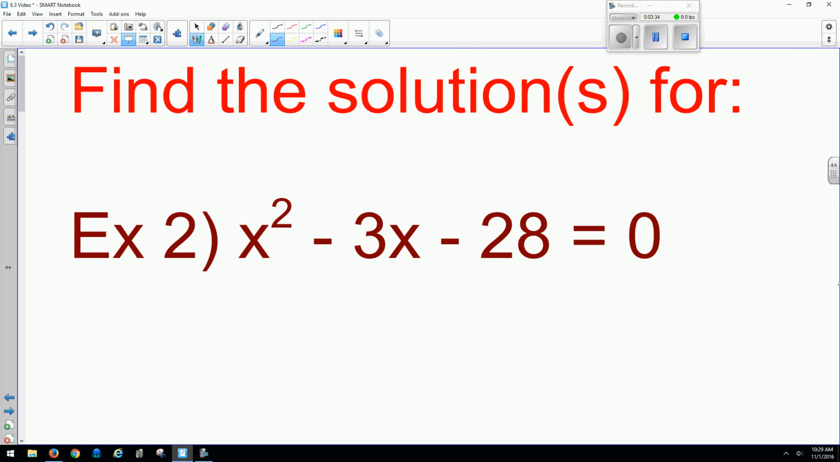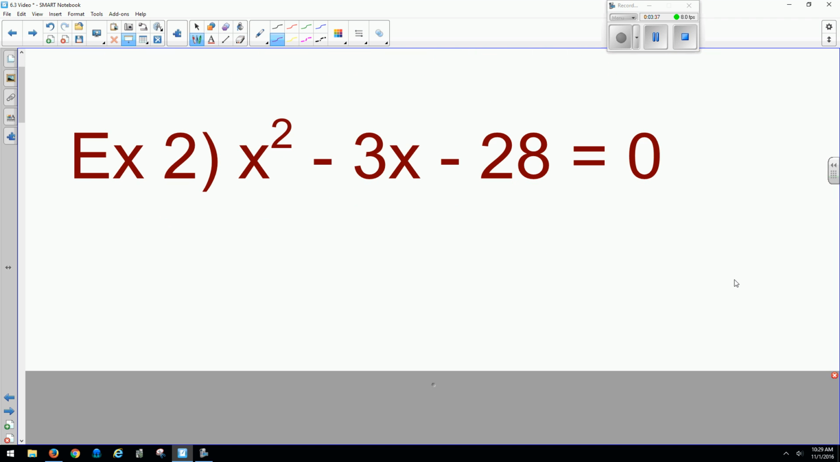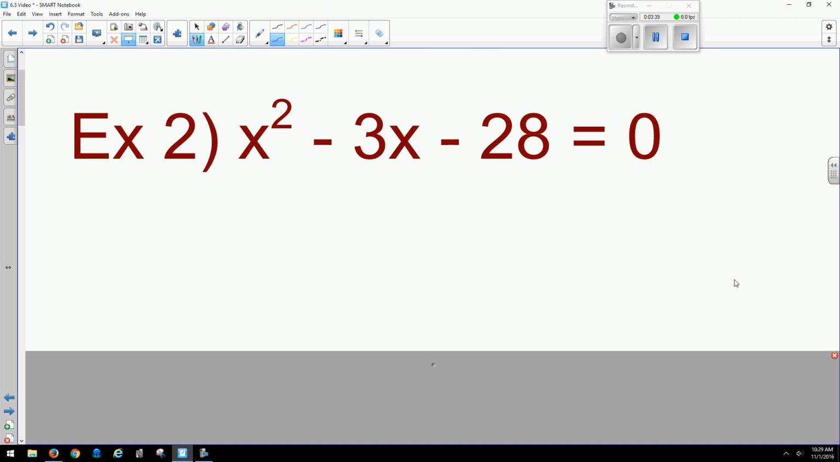So taking that idea, we're going to go ahead and find the solutions for this example. The very first thing I'm going to do is make sure it's set equal to 0. Check, that's already done for this example. Next thing I'm going to do is factor this trinomial. At this point, everybody should have factoring down. If you do not, make sure you take some time to come and see me and we can hammer that out.